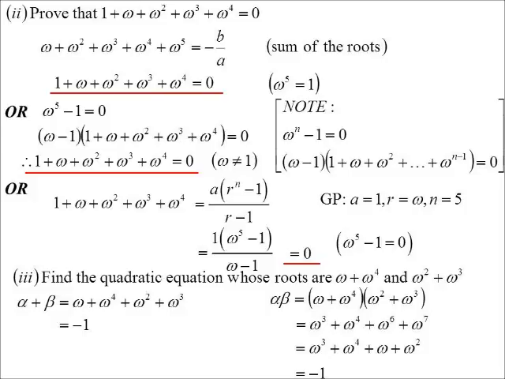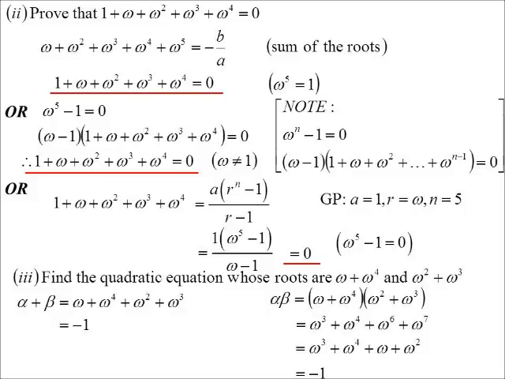But we now know that 1 plus omega plus omega squared plus omega cubed plus omega to the power of 4 is equal to 0. Therefore, omega plus omega to the power of 4 plus omega squared plus omega cubed is negative 1. We just proved they all add to 0. I just want the omega to the omega 4, so move the 1 to the other side, they've got to be negative 1. So I know the sum of the roots of this new equation is negative 1.